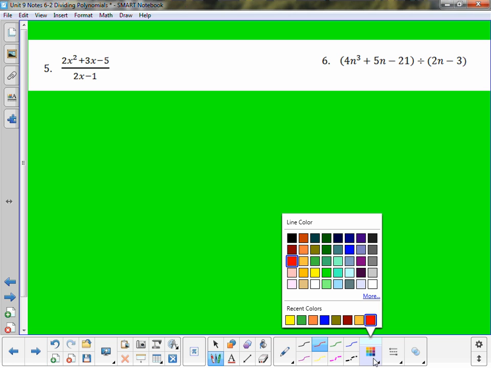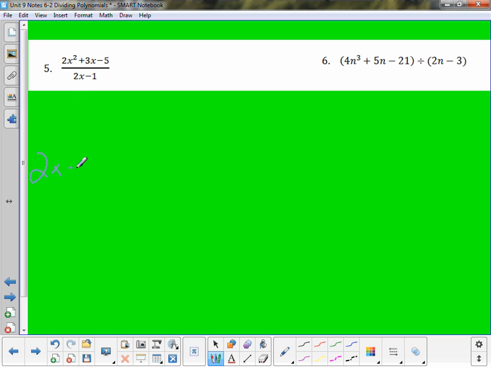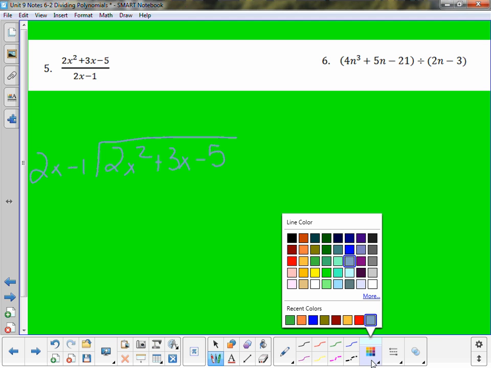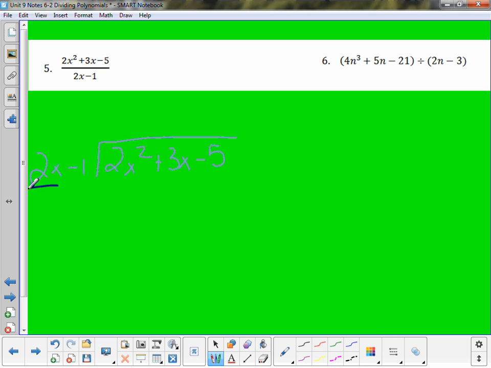Let's go ahead and take a look at number 5. So for number 5, we want to write our divisor, 2x minus 1, and then what we're dividing, 2x squared plus 3x minus 5. So now I want to ask myself, again, we're just going first term to first term. What do I need to multiply 2x by to get 2x squared? Well, I already have 2 and 2, so that's good. But I only have one x in one term, and I need an x in another. So I need to multiply by x.